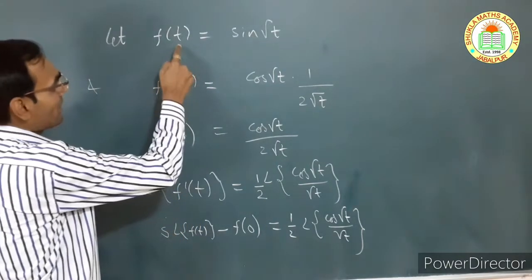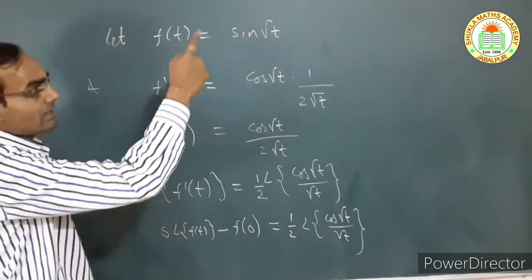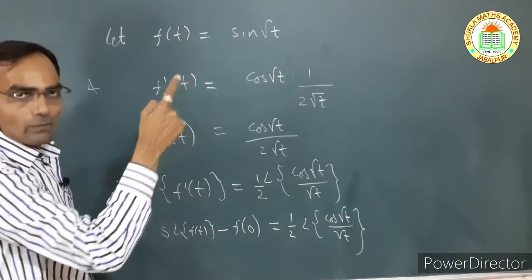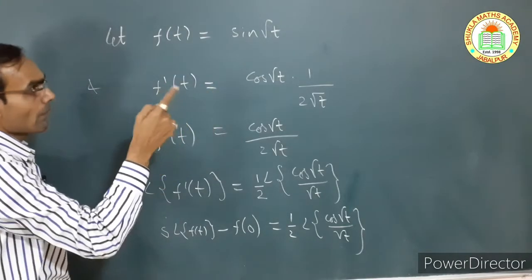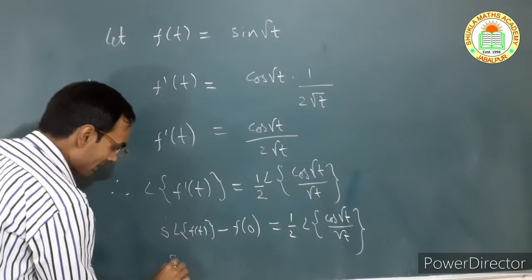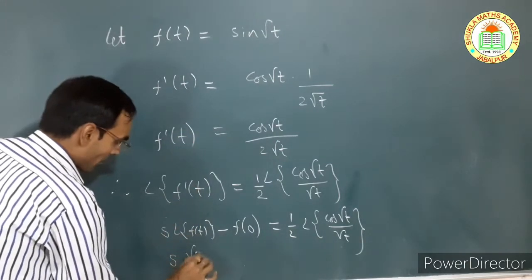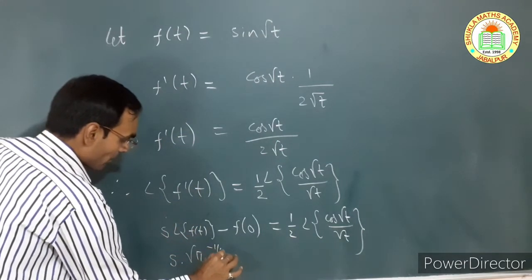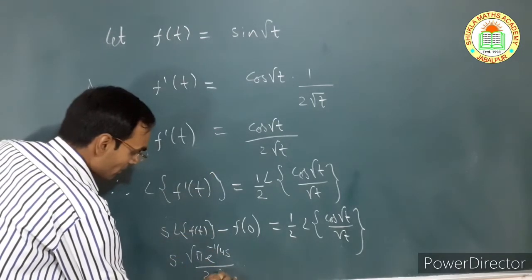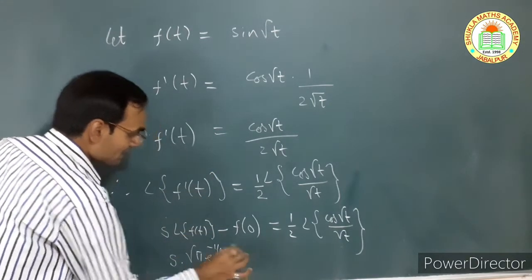Our f(t) is sin root t and its Laplace is given as root pi upon 2 into e^(-1/4s) upon s^(3/2). Now putting this value of Laplace of f(t) here, it is s into root pi e^(-1/4s) divided by 2 s^(3/2), and minus f(0).